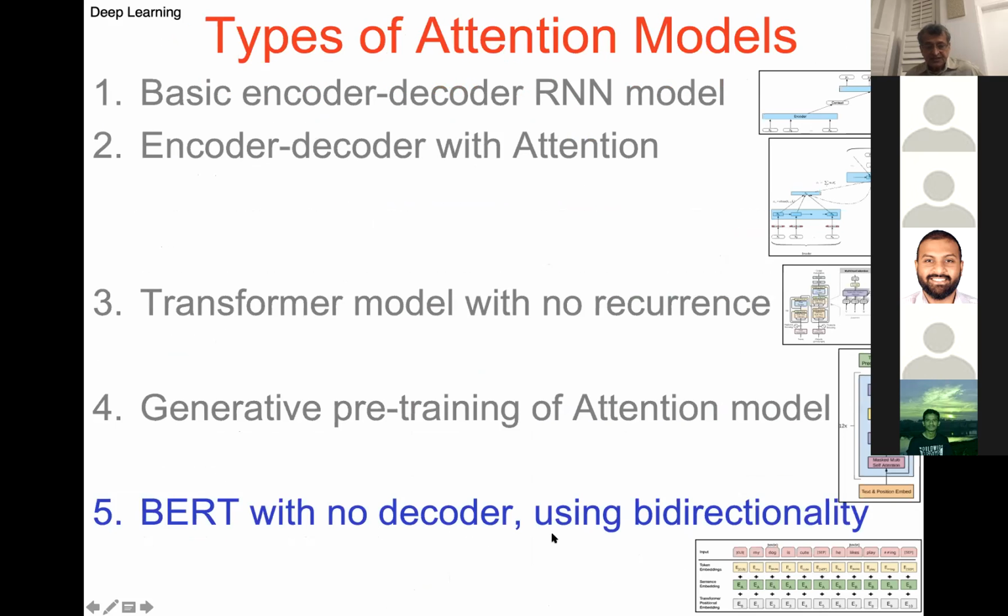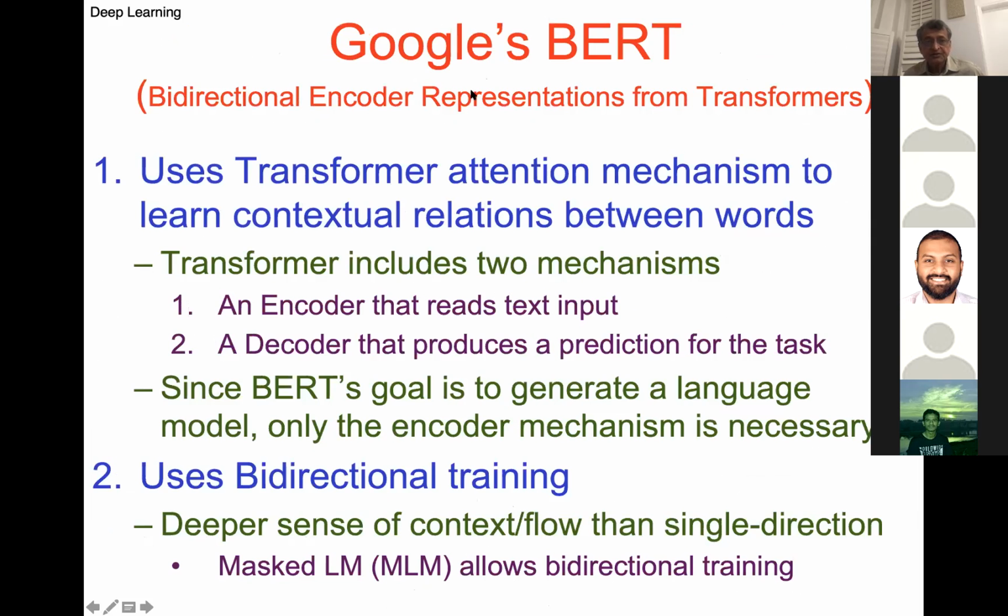The last of these sections is BERT, which is the Google system, Bidirectional Encoder Representations from Transformers. It uses the transformer attention mechanism to learn contextual relationships between words. A transformer includes two mechanisms: an encoder that reads text input, and a decoder that produces a prediction for the task. Since BERT's goal is to generate a language model, only the encoder mechanism is necessary. So this is a generator, right? It generates text and there's no machine translation as such.